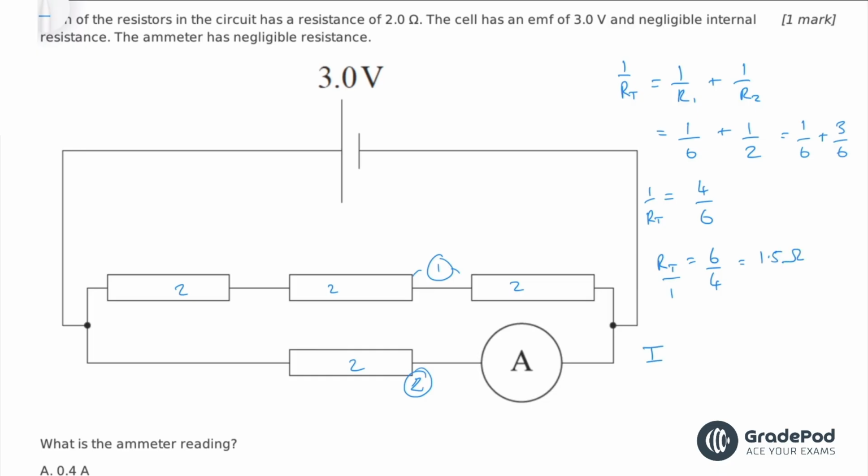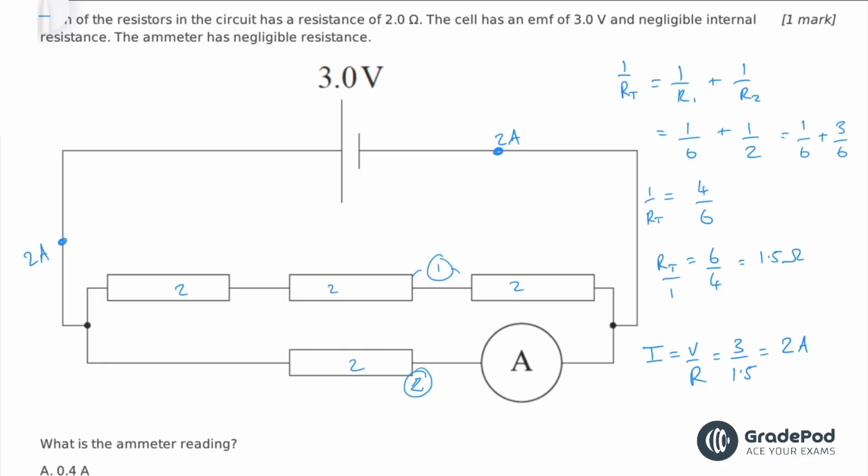Now the total current of the circuit is therefore I equals V over R. So it's 3 over 1.5, which gives us 2 amps. So at this point here is 2 amps. At this point here it's 2 amps. But at these points, branch 1 and 2, it splits up.